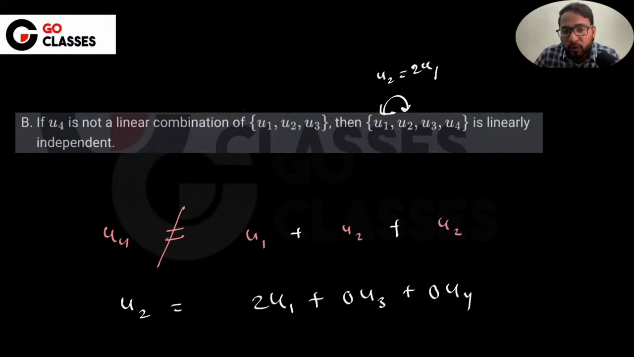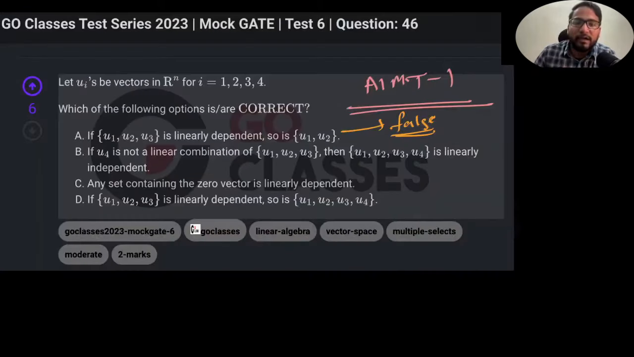They are saying that if U4 is not a linear combination of these three, which means U4 cannot be represented as a linear combination of these three, then it certainly means that they are linearly independent. No, U1, U2 could be linearly dependent, and because of U1, U2, the whole thing is linearly dependent, right? So that is in option C, I think, right? In option C, or option D, I think they are talking about this.